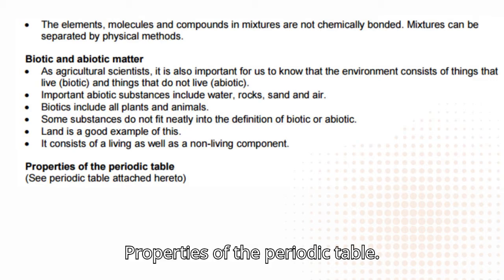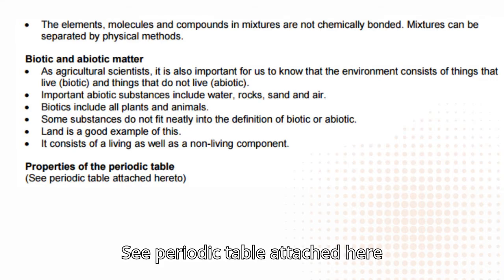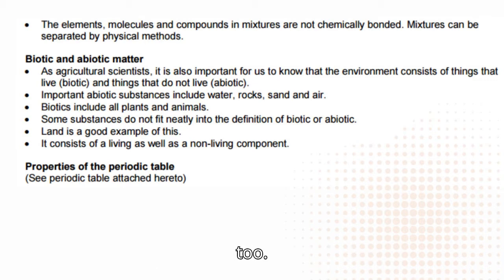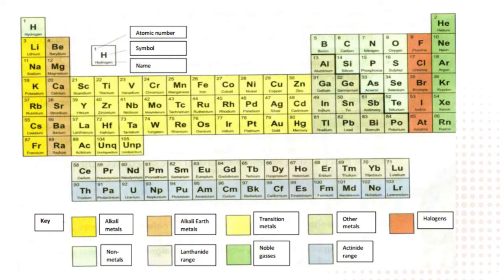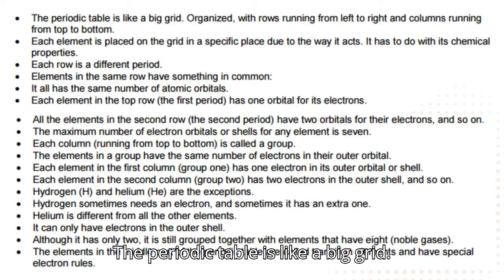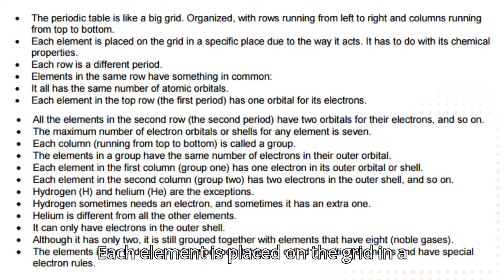Properties of the periodic table. See periodic table attached here too. The periodic table is like a big grid, organized, with rows running from left to right and columns running from top to bottom. Each element is placed on the grid in a specific place due to the way it acts.